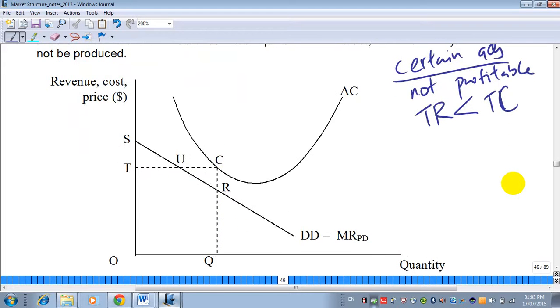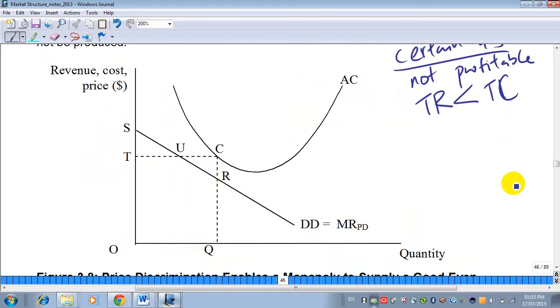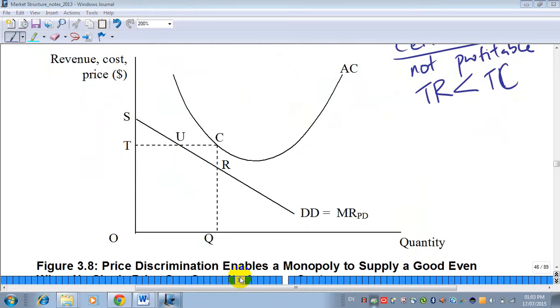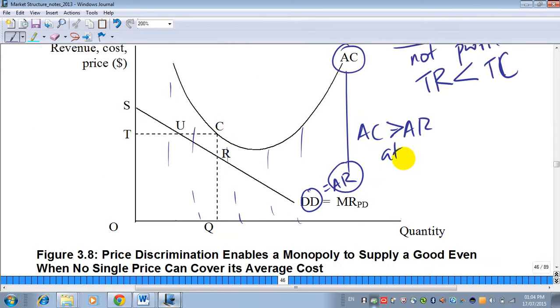Without price discrimination, can you see that? Boys and girls, sorry, let me repeat. Look at this graph now. Demand is also equivalent to the AR. Just add it in. Look at this graph. You will see that at every single quantity, the AC is higher than the AR. AC is higher than the AR at every quantity.